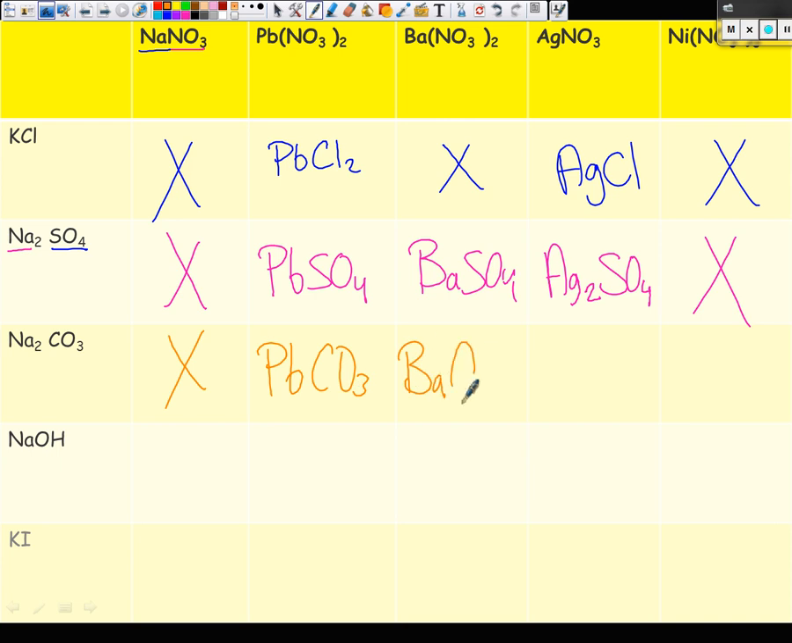Okay, what's carbonate's rule? It's soluble. Okay. Gotcha. So it is insoluble unless with group 1. Gotcha. Okay. All right, what about silver nitrate and sodium carbonate? Very good. Ag2CO3. And what about nickel nitrate and sodium carbonate?